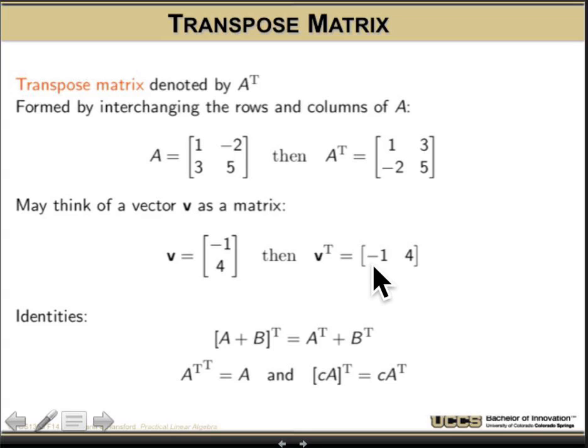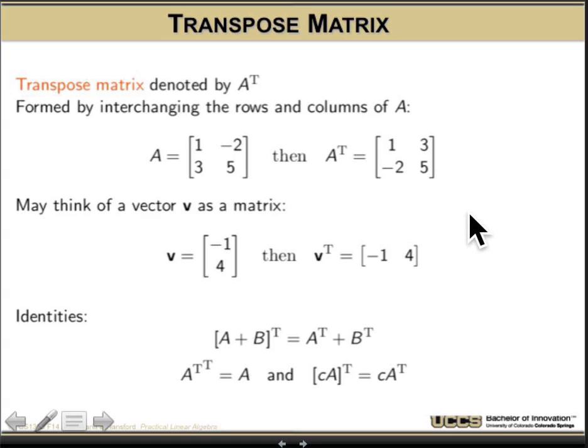So the first of these is the definition of a transpose of a matrix. This is obtained by interchanging the rows and columns. So if I had the matrix 1, minus 2, 3, 5, then the transpose of that, generally written in our textbook as A sup T, is 1, 3, minus 2, 5. You'll see the 2 and the 3 swapped places, while the 1 and the 5 stayed where they were.